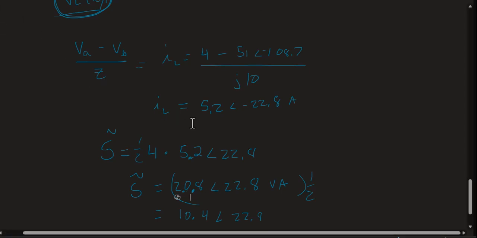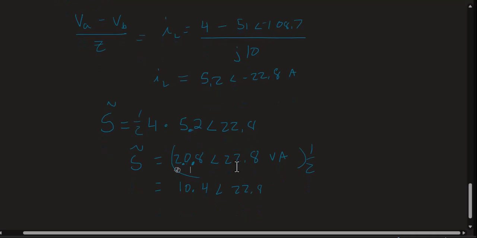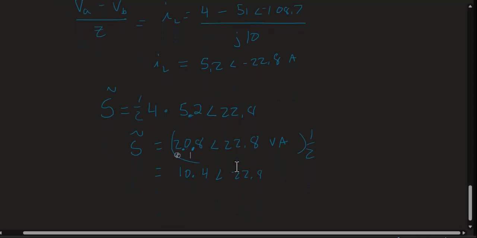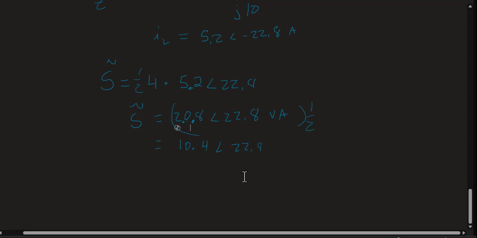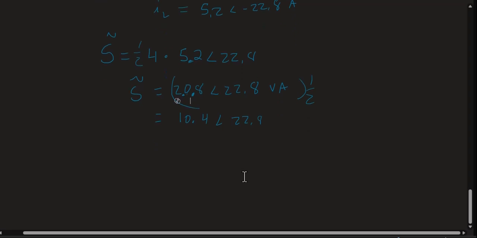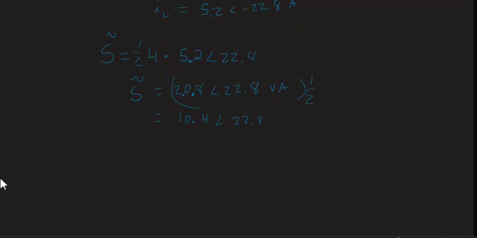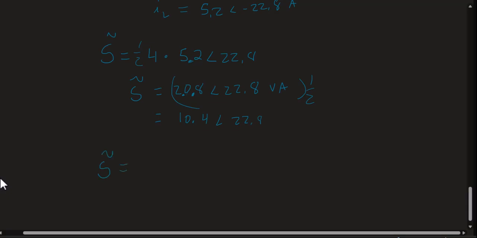It was negative 85.9. No, it was 10.4 angle 22.8. I had my decimal in the wrong place. So I had the complex power was 1/2. Oh, no, I see. Okay.